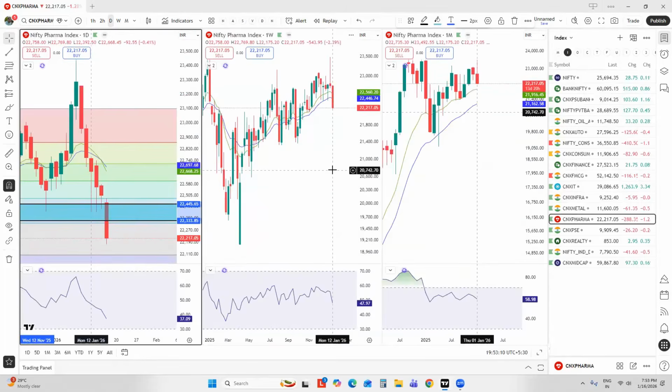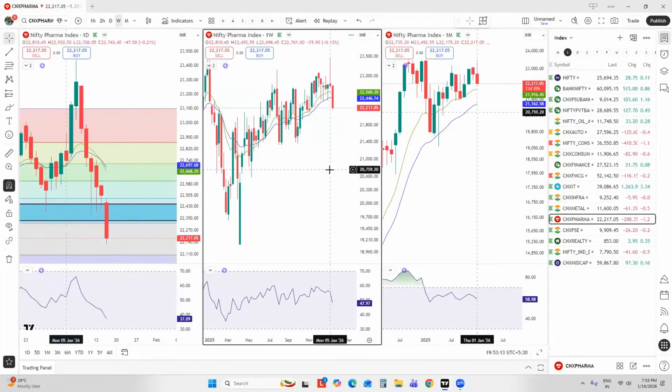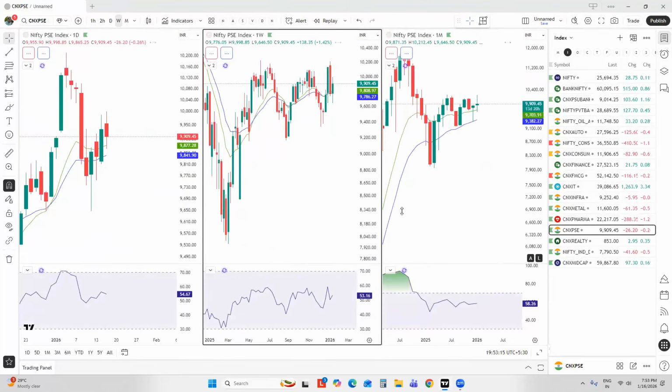But to be very frank, the trend is down in the daily time frame chart. The momentum is also down, and now the weekly time frame chart has also started looking weaker.